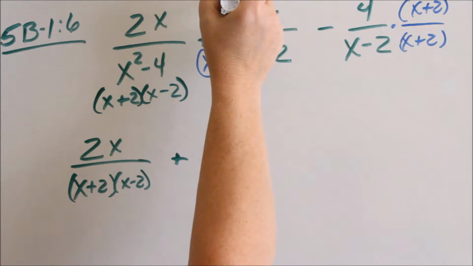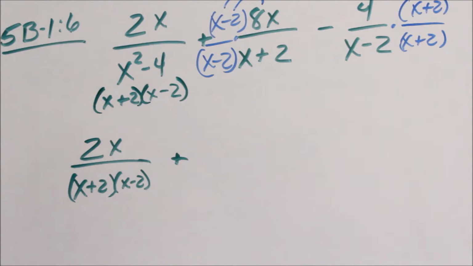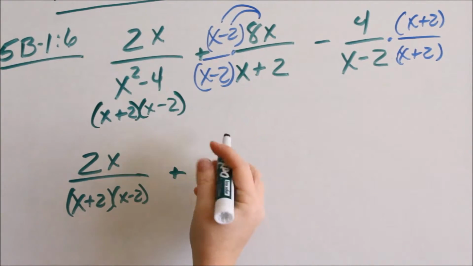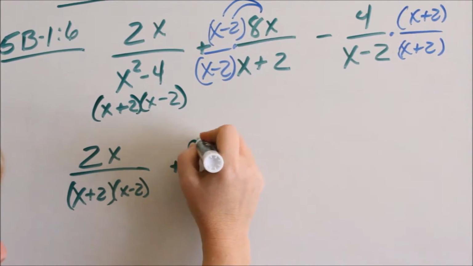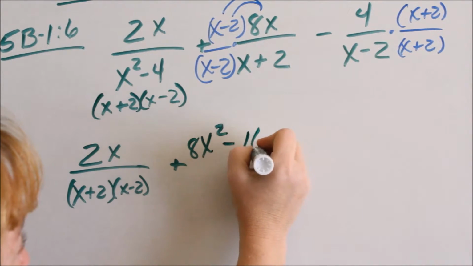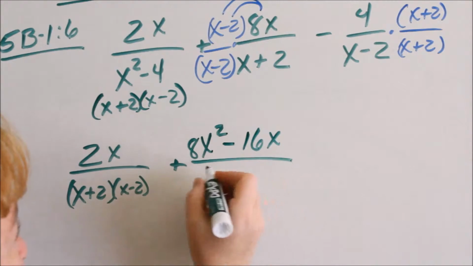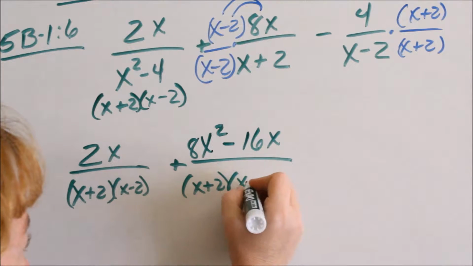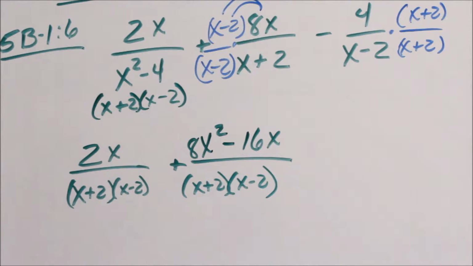This 8 has to be distributed to both things. Watch your sign. Distributing the 8x, 8x times x, 8x squared. 8x times a negative 2 minus 16x. And that denominator is x plus 2, x minus 2. Does it matter which order I write them in? No, because multiplication is commutative.